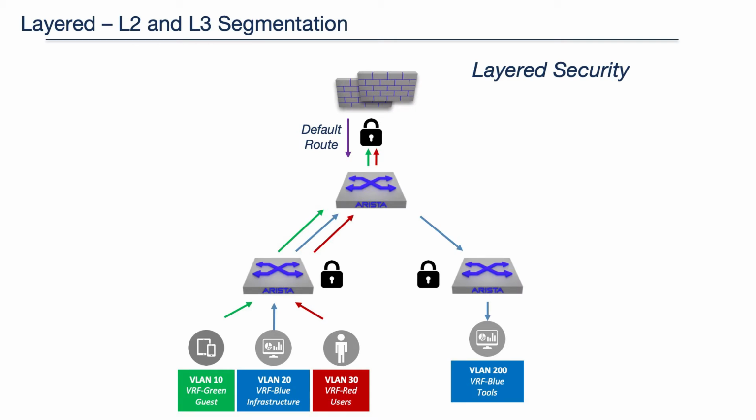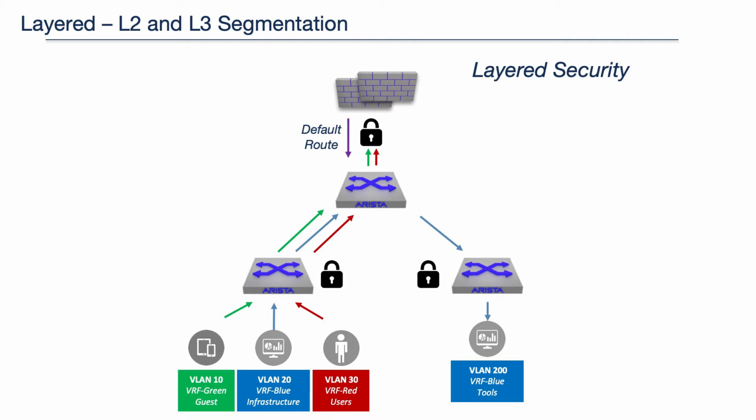So in this example, we have three different VRFs: green, blue, and red. VLAN 20 and 200 are in VRF blue. If we wanted them to communicate, they could route freely by default. But if we wanted to filter them in some way, we could put a RACL on each of those SVIs to protect them from each other.